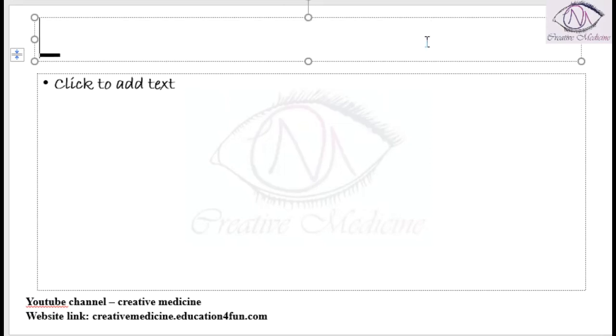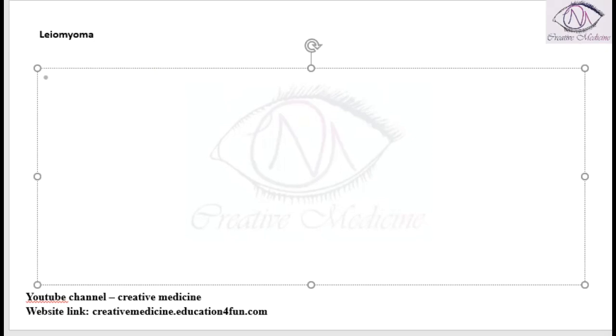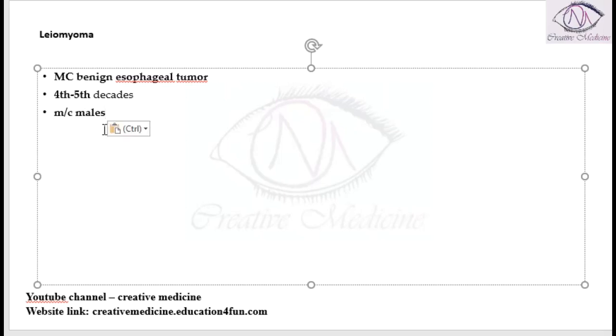Okay. Now the next tumor is leiomyoma. Leiomyoma is actually the most common benign tumor of the esophagus. It is most commonly seen in the 4th to 5th decades of life, and it is more commonly associated with males when compared to females.